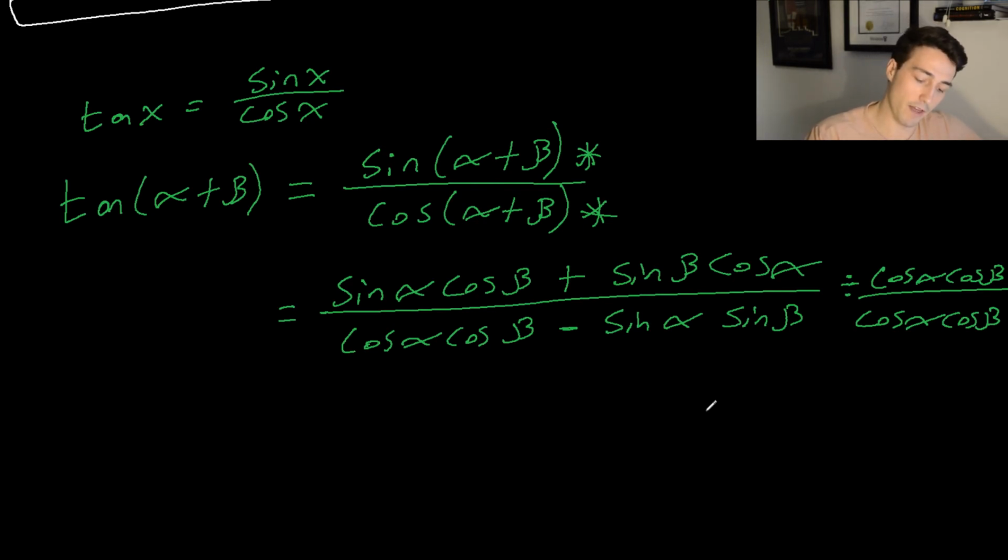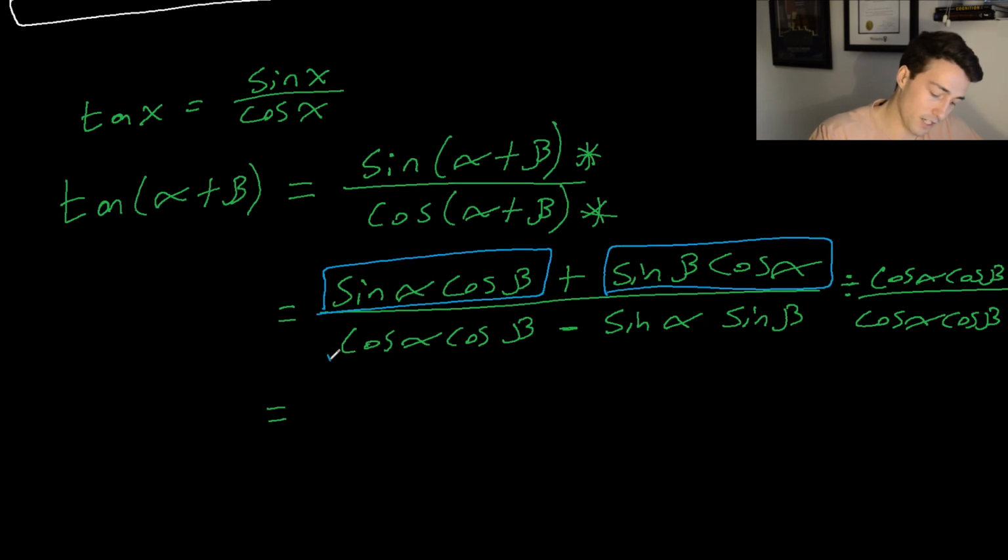But we know that dividing it by this expression here is really just the same as dividing it by 1. So now, if I'm going to divide each of these terms, if we're dividing fractions, what we're doing is multiplying by the reciprocal, but in this case, the reciprocal is the exact same. So we're effectively just dividing out each term by cos alpha, cos beta.